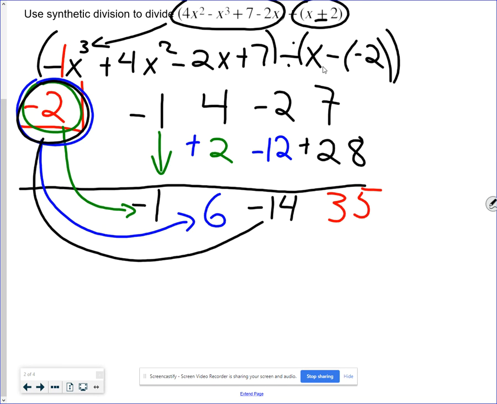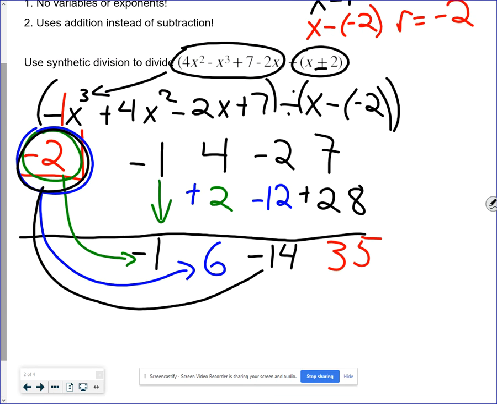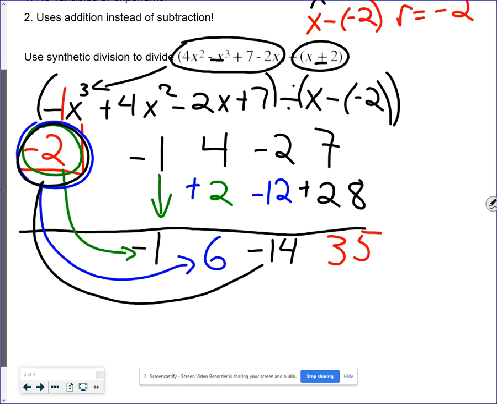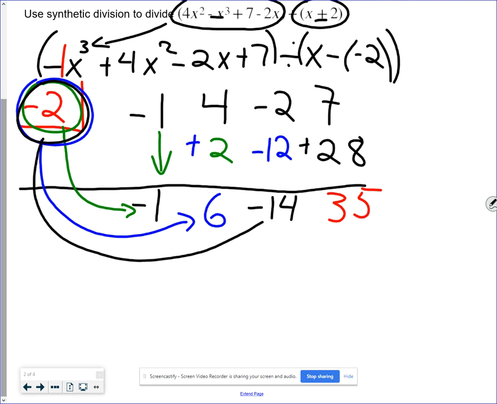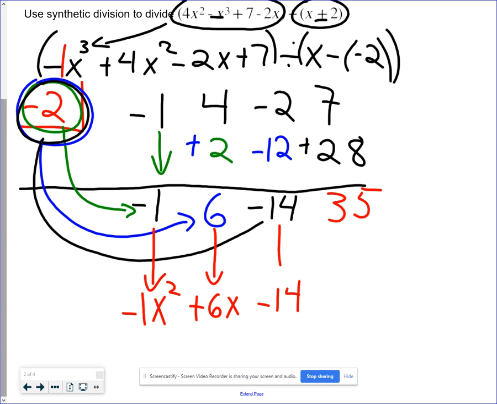So just like last time, we look at our polynomial that we started with. So we had an x cubed as our largest term. So the largest term of our answer here is going to be an x squared. So when I drop this down, we'll have negative 1x squared. Our 6 then becomes our x term. We've got negative 14 as our constant term. And in this instance, the number to the far right, we do have a remainder here.